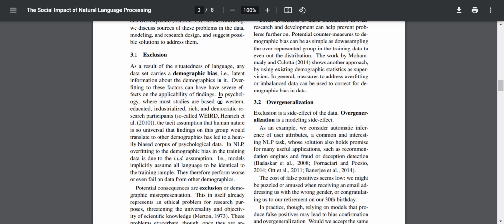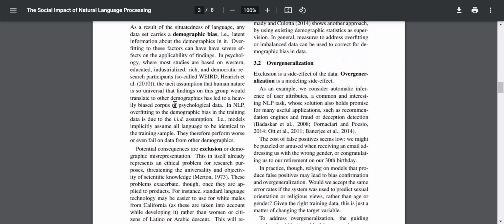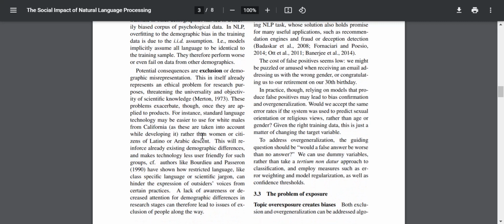In psychology, where most studies are based on western, educated, industrialized, rich and democratic research participants, the tacit assumption that human nature is so universal that findings on the group would translate to other demographics has led to a heavily biased corpus of psychological data. True. In NLP, overfitting to demographic bias in the training data is due to IID assumptions. That is, models implicitly assume all languages to be identical to the training sample. They therefore perform worse or even fail on data from other demographics. So I believe this is quite self-explanatory.